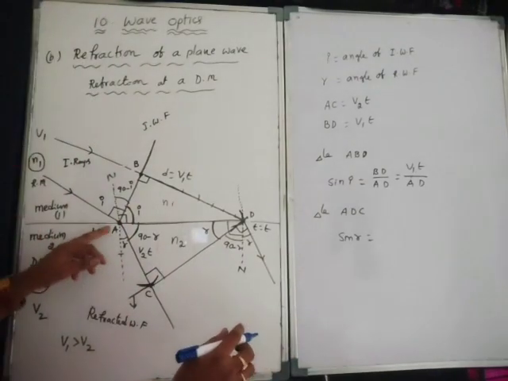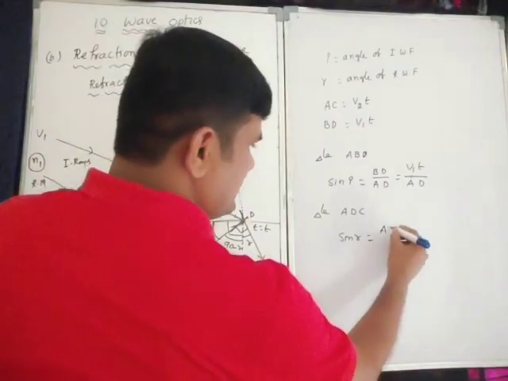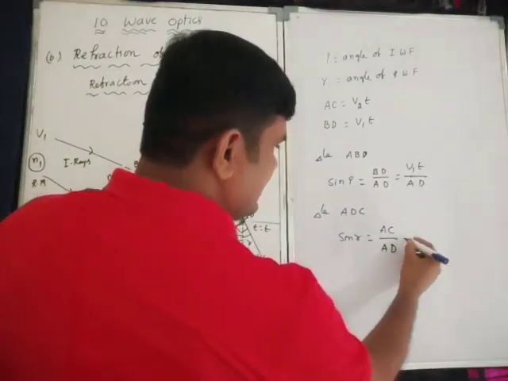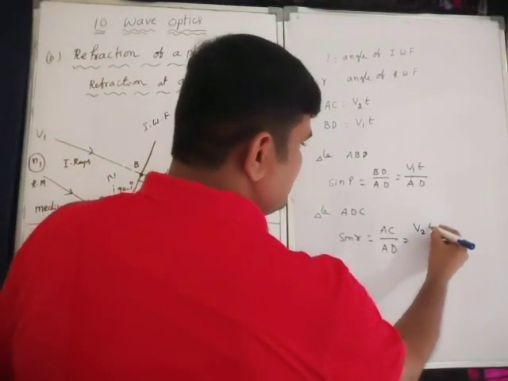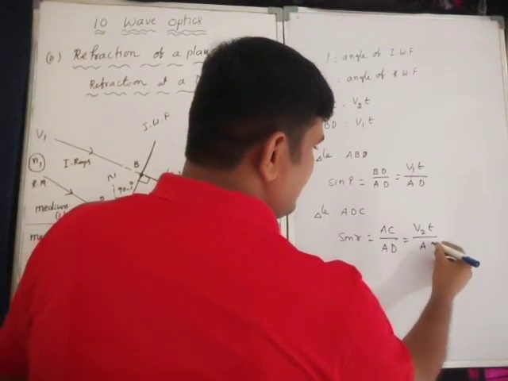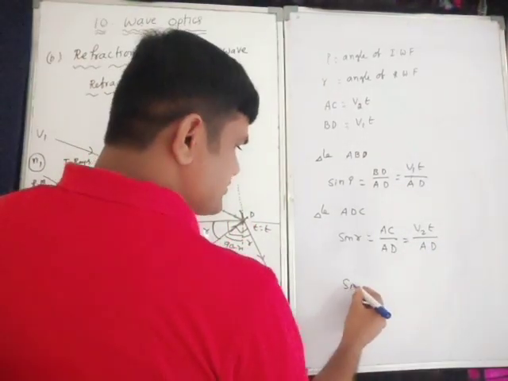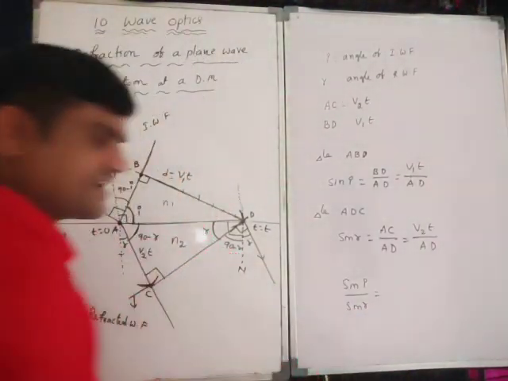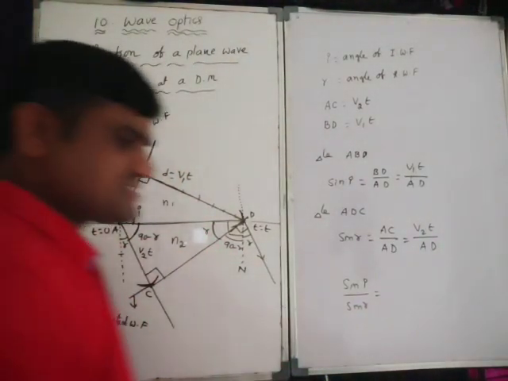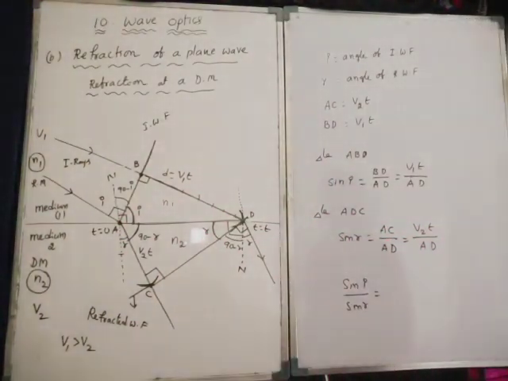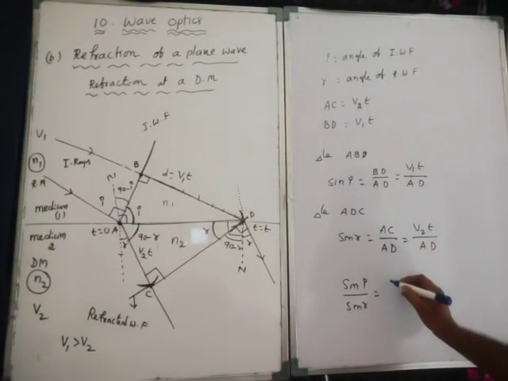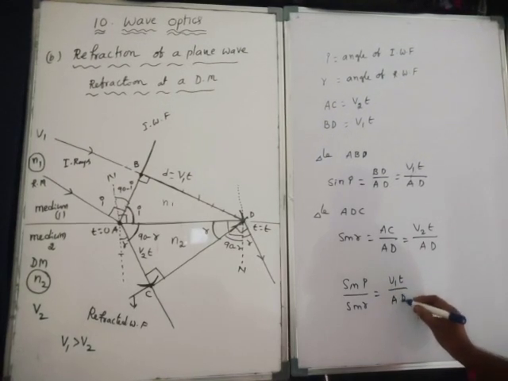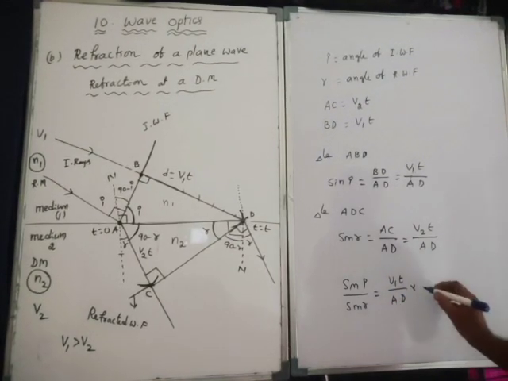Therefore, what is that? Opposite AC divided by hypotenuse AD. So AC is equal to V2 into T divided by AD. Now we will do sin I divided by sin R. So sin I is equal to V1 into T divided by AD into sin R.